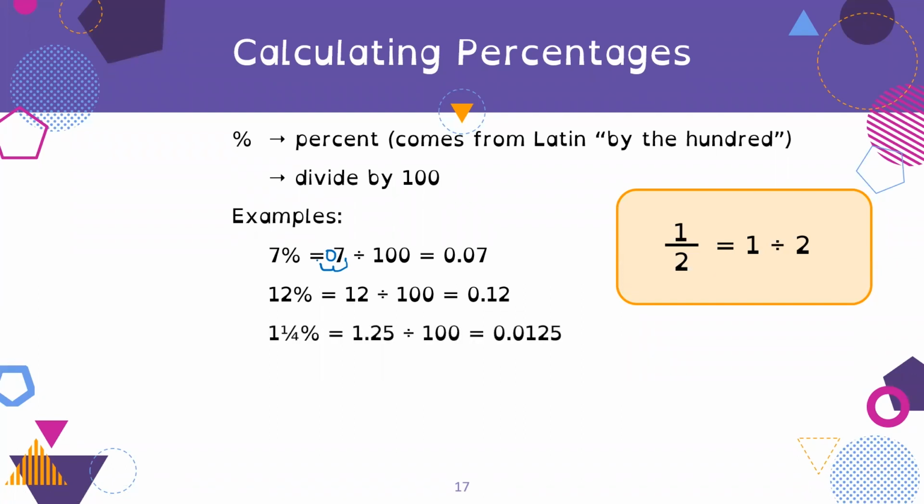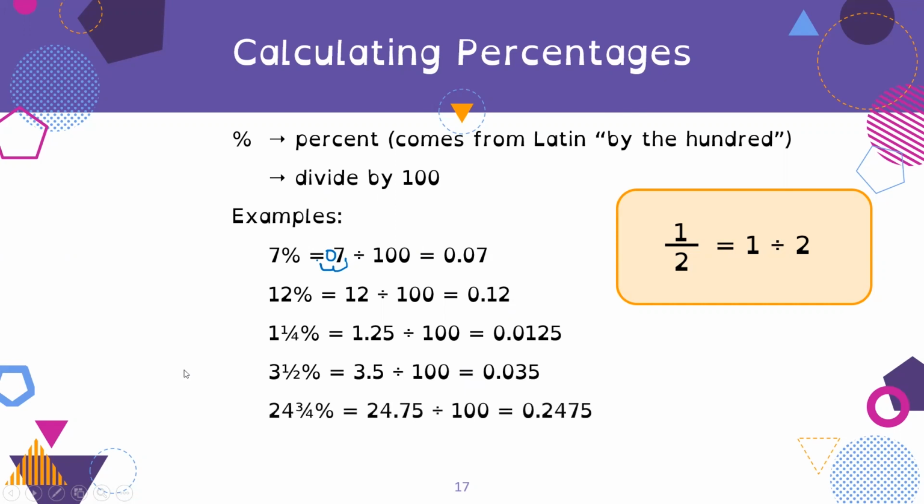1 1/4%, so 1 1/4% is equal to 1.25 divided by 100, which is equal to 0.0125. 3.5% is equal to 3.5 divided by 100, which is equal to 0.035. So you've got to be really careful when you're dividing that you get the decimal in the right place. It's really, really key that you have the decimal in the right place and you have the right number of zeros, or no zeros, whichever it is. So it's really, really important. It really makes a big difference.